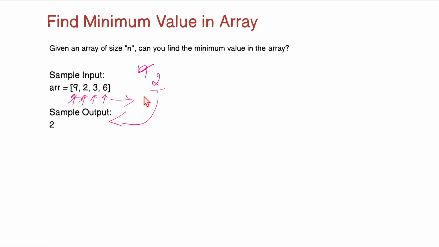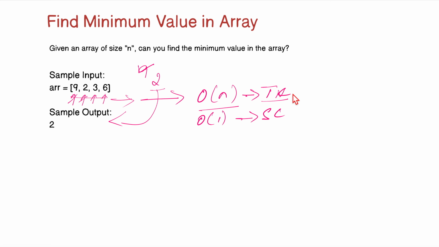There is another approach we can follow. Before understanding that, let's understand the time complexity for this. We are iterating over the array a single time, so the time complexity will be big O of n. And we are not using any extra space, so the space complexity will be constant, that is big O of 1.